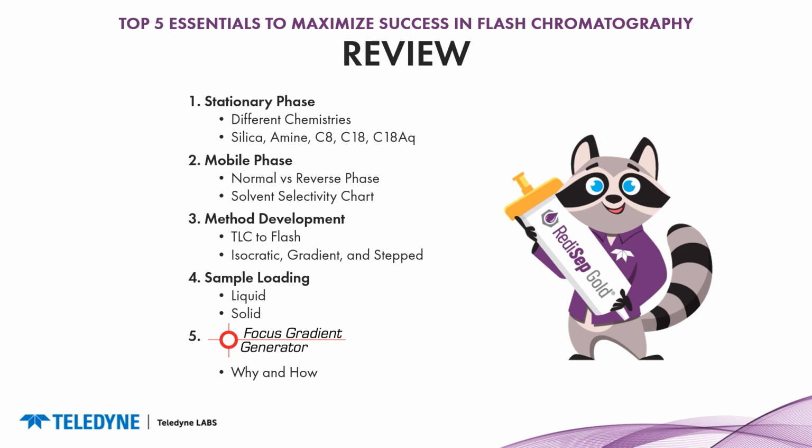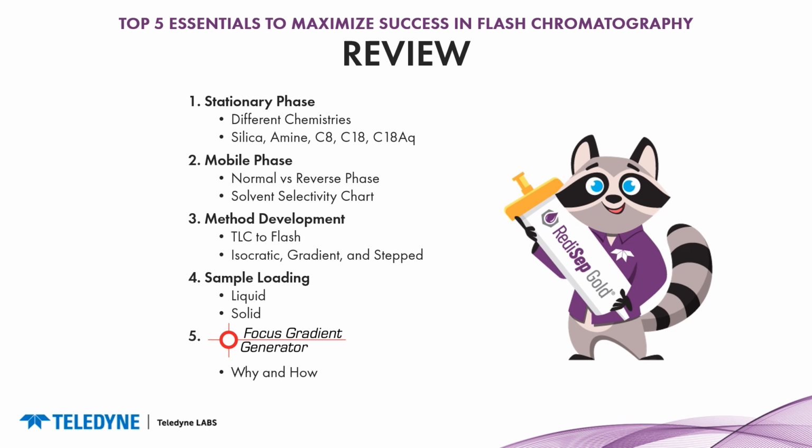Well, we talked about the top 5 essentials that are going to maximize the amount of savings you can do, the top 5 essentials to maximize the use of your time, and all of those are leading to maximizing success in flash chromatography, which started with the stationary phase. We talked about the different chemistries and how different chemistries can have different affinities for your compound. So now we have a better understanding of how different compounds are going to interact with different stationary phases. We also talked about the mobile phase, the difference between normal and reverse phase. We also used an example with that solvent selectivity chart. So now we have a better understanding of how our compound can be carried throughout the stationary phase.